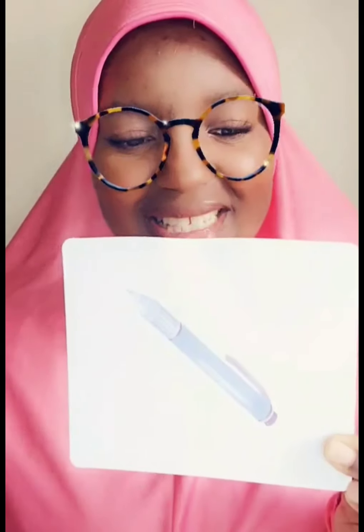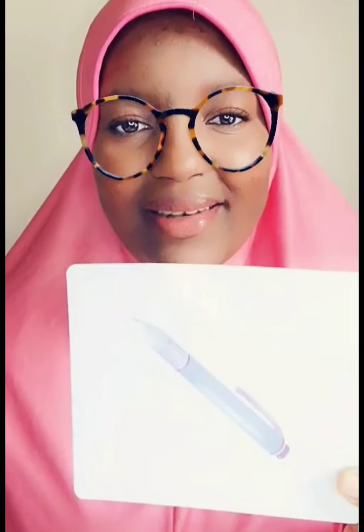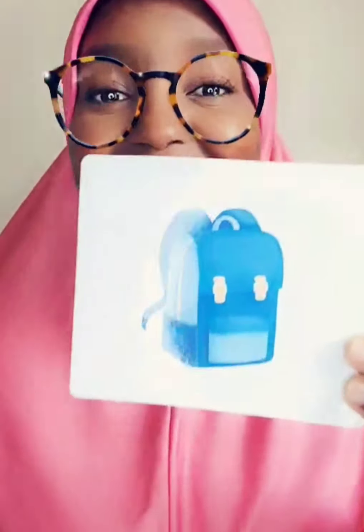Okay. So students, today we study on the topic school. Okay. So we have some vocabularies on the things you can find in a school. So I will show you pictures of some things you can find or you can see in a school. Right? Good. So look at this picture. What is this? Pen. Bag. School bag. Okay. Good.